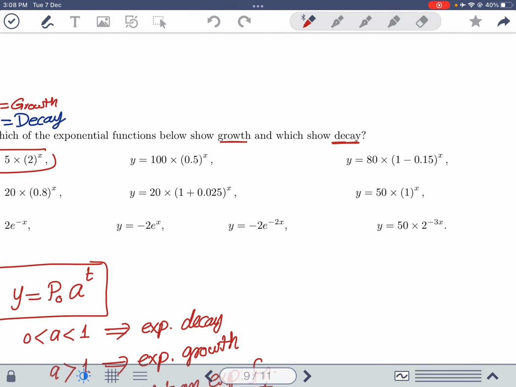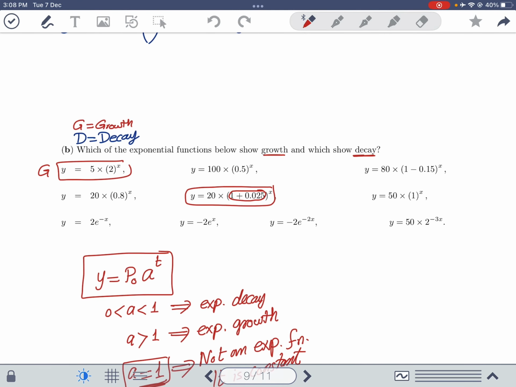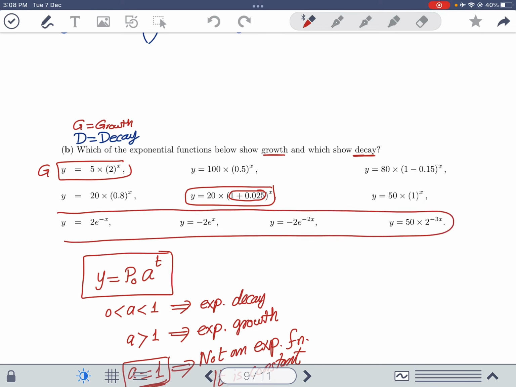So let me see here. Yes, I see here. This one is 1 plus something, so it's more than 1. What else? From the ones that we're seeing here, only these two from the first 2 lines. Leave these until the end, okay? Forget about these for now. And look at the other ones.